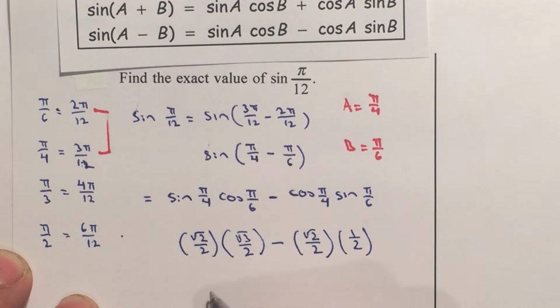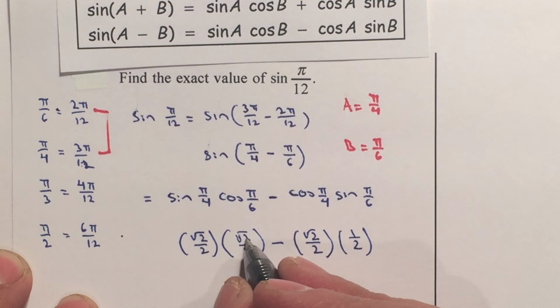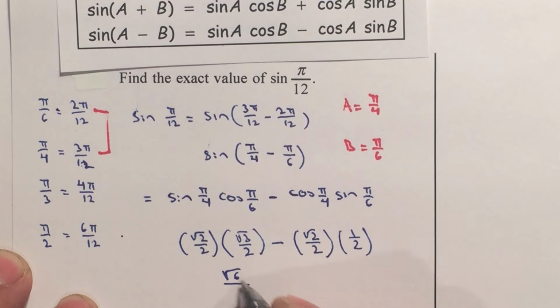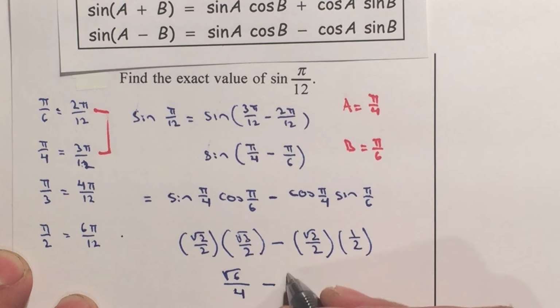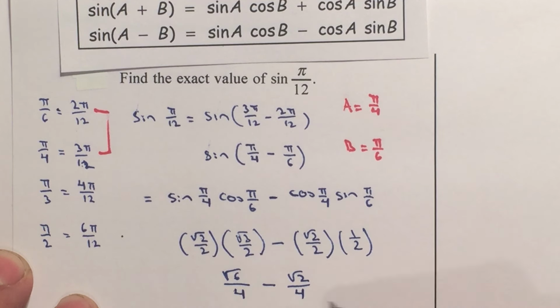From here, I just multiply across. So square root of 2 times square root of 3 gives me square root of 6. 2 times 2 is 4. Minus. Square root of 2 times 1 is the square root of 2. 2 times 2 is 4. And since they have the same denominator, the denominator stays the same. And that is the square root of 6 minus the square root of 2, over 4. And that is the sine of pi over 12.